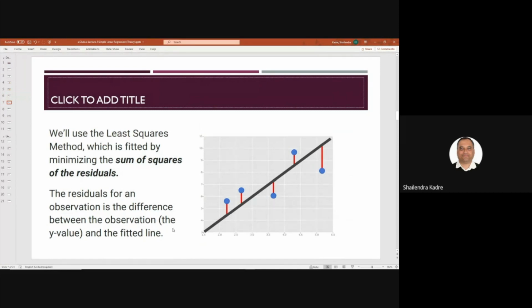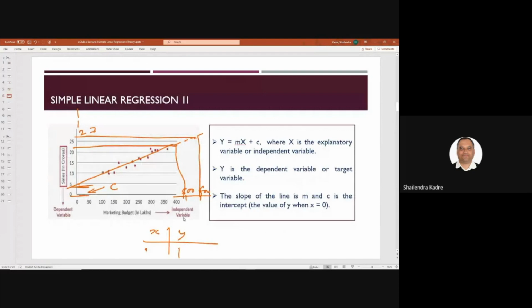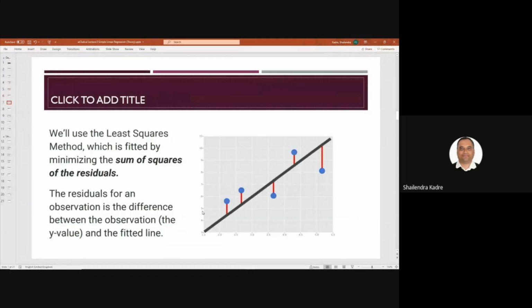First of all, let us learn what we call residuals. For this we first have to learn a couple of definitions. So now we'll get into some definitions. The first definition is: what is a residual? Suppose I have this thick black line which I am saying is our regression line.